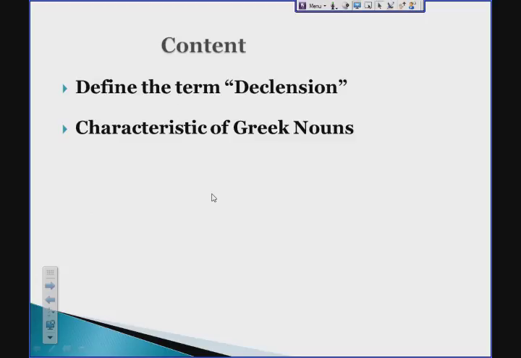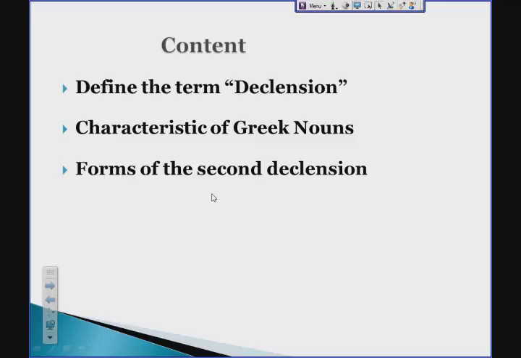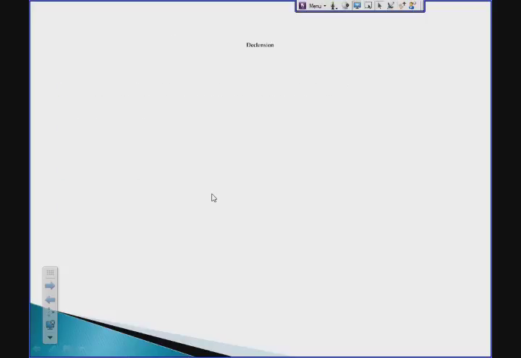The declension, what is a declension? You must be able to define a declension and explain to me what the declension is. Characteristics of Greek nouns, also the forms of the second declension, and then the definite article. This is basically the work we are going to cover today. Pretty much the same as last week's work. But last week you focused on the nouns of the first declension. Today we're focusing on the nouns of the second declension. Right? What is a declension? I want to hear from you, because this is not the first time you hear about this.